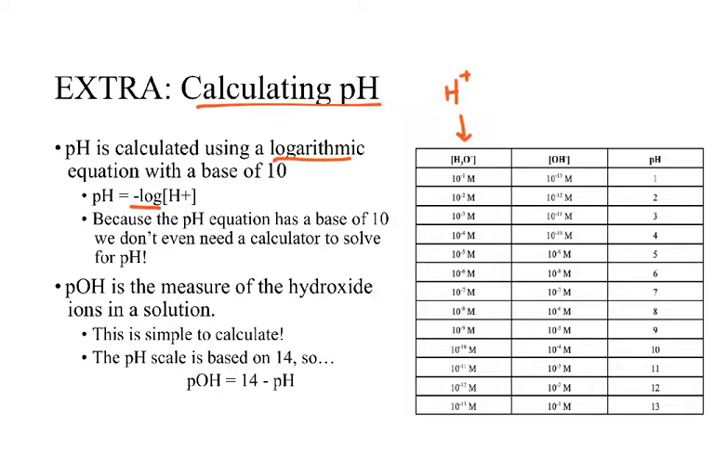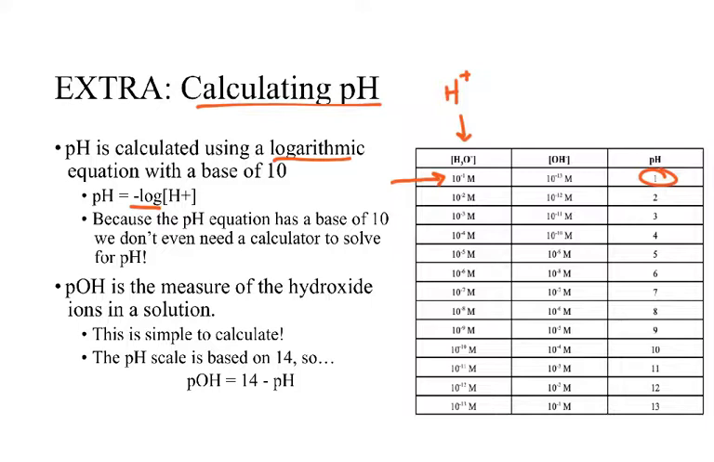So because our pH equation is based on 10, we don't even really need a calculator to solve this. If you notice in the table, when our concentration is 10 to the minus 1, our pH is 1. So whatever the exponent is there is going to be our pH. So that's our little trick there.